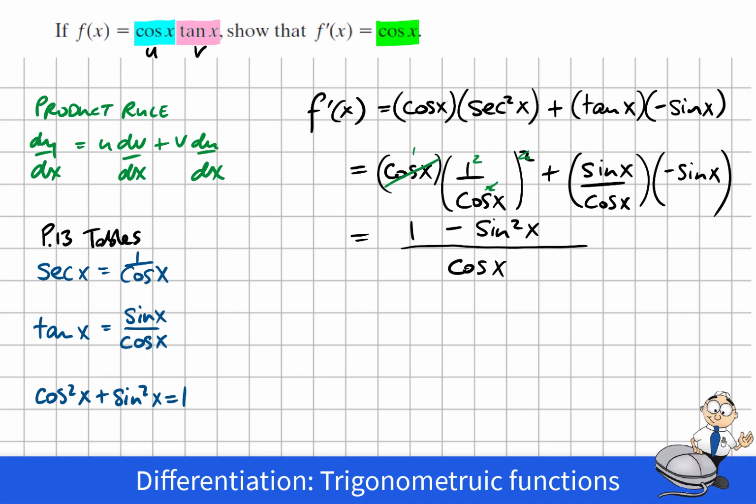This is because cos squared x plus sine squared x is equal to 1. So if we took sine squared x from both sides of this equation, we'd see that cos squared x is equal to 1 minus sine squared x. So we could replace the numerator in this fraction with cos squared x. And that's being divided by cos x. And again, cos x divides into cos squared x, cos x times, giving the solution that the whole derivative equals cos x, and we've proven what we set out to prove.